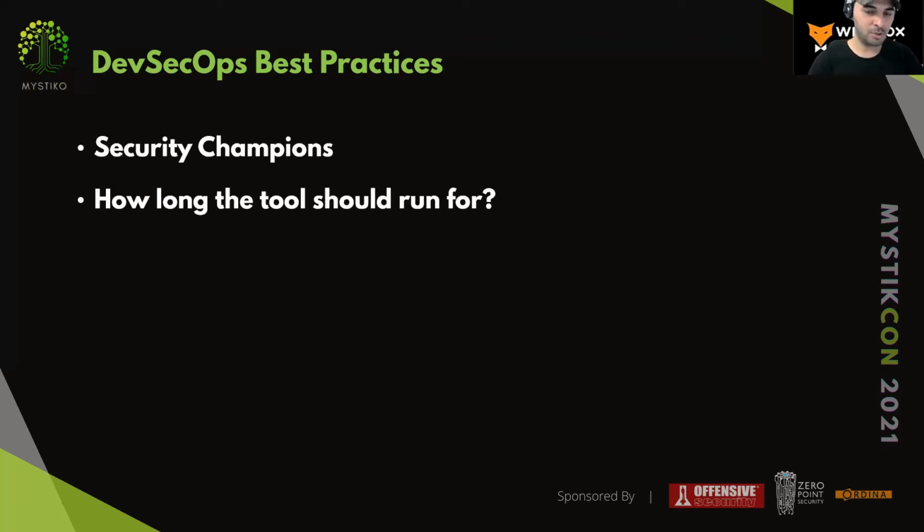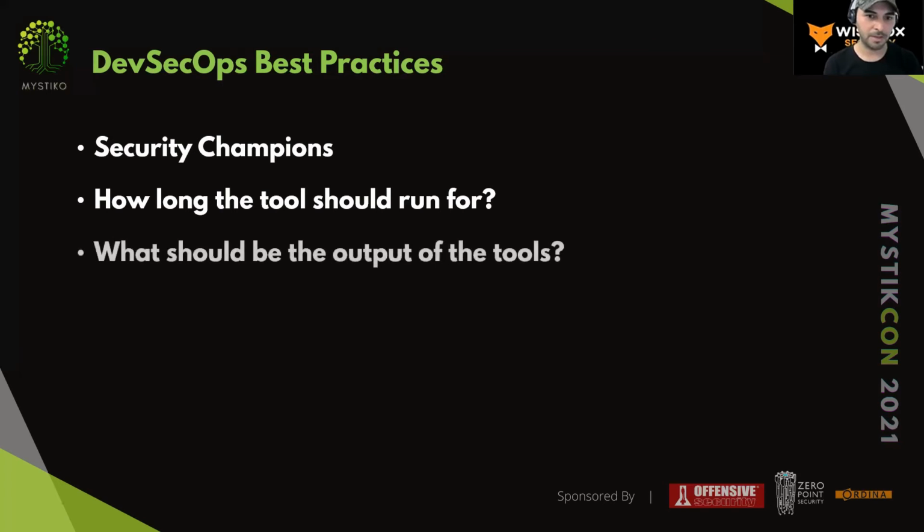So how long should the tool run for? This is another thing that you need to keep in mind. When you implement any tool in your DevSecOps pipeline, or sorry, the CI/CD pipeline, you need to make sure that that tool doesn't run for more than 10 to 15 minutes. Like, 15 minutes is max. Whether you do DAST, SAST, or whichever type of testing that tool does, your tool should not hold the whole pipeline for more than 10 or 15 minutes, because speed is the key. So keep that in mind.